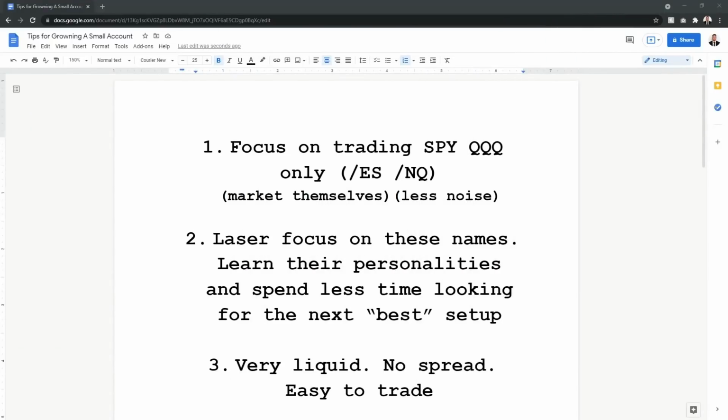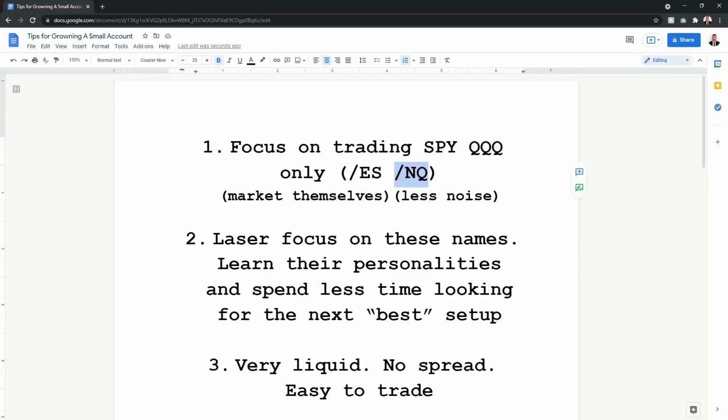The reason why I want to focus on trading these names only is because they are the markets themselves. I chart the S&P 500 future, and whenever I'm ready to trade, I solely trade the SPY options. And whenever I'm ready to trade the NASDAQ, or /NQ, its future, I chart NQ and trade QQQ options. The charts are identical. They are just different instruments.